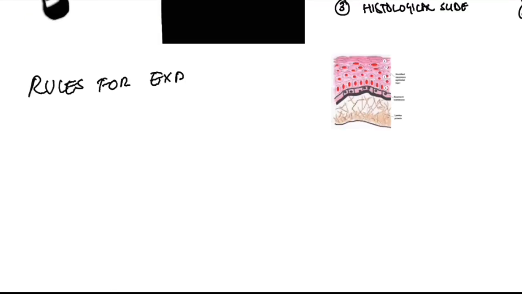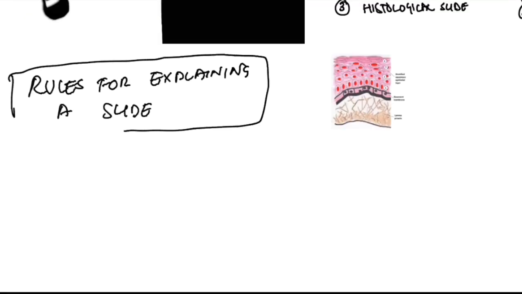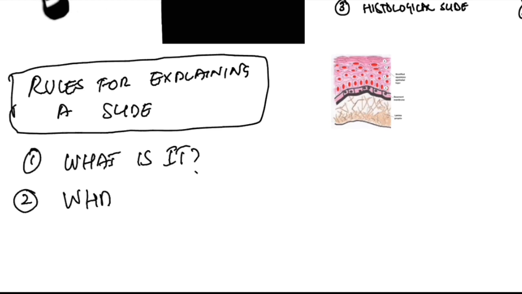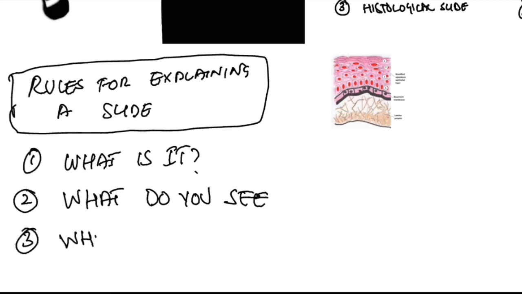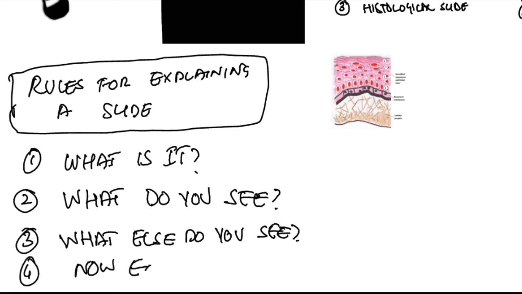Now there are certain rules when you start to explain a slide. Your rule number 1 is: what is it? And then, what do you see? The third rule is: what else do you see? Once you tell all these things, then the fourth rule comes: now explain the slide.